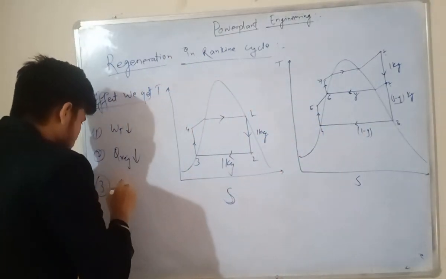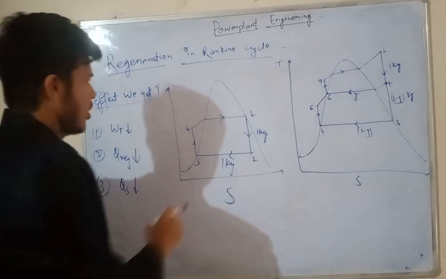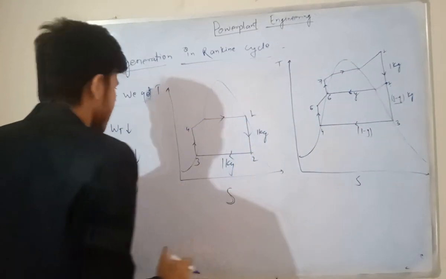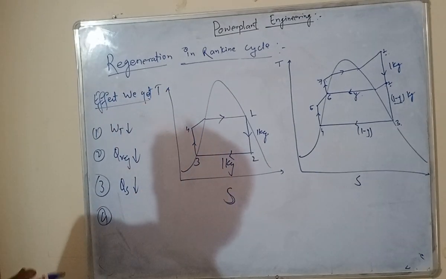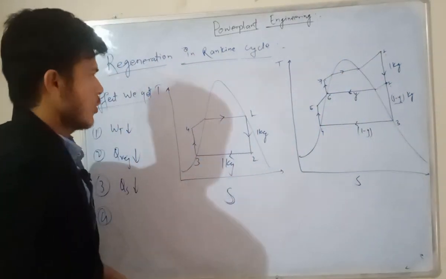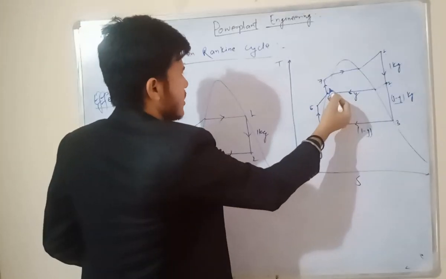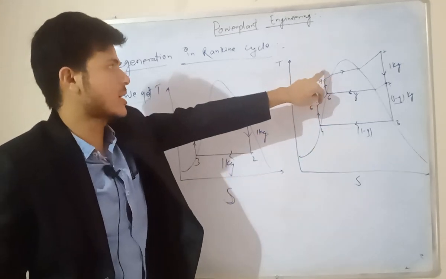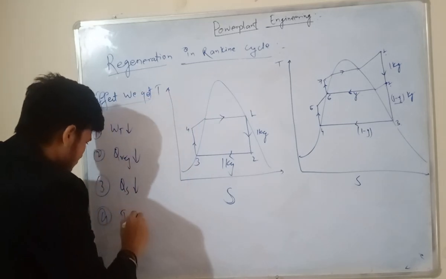So the Q supply also decreases. If you compare this, the Q supply also decreases. Now coming to the point of T main temperature, it means that the T main temperature also increases. Why? Because we are using the next pump also. We are using the 2 pumps. It means that we are adding the heat at a higher point, at a high temperature. We are supplying the heat at a high temperature, so the TM increases.